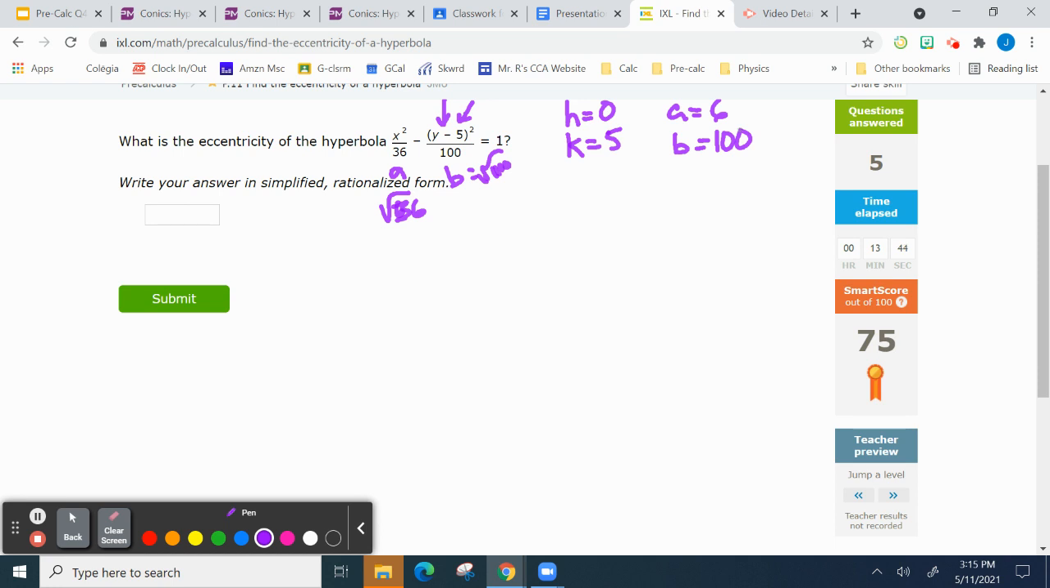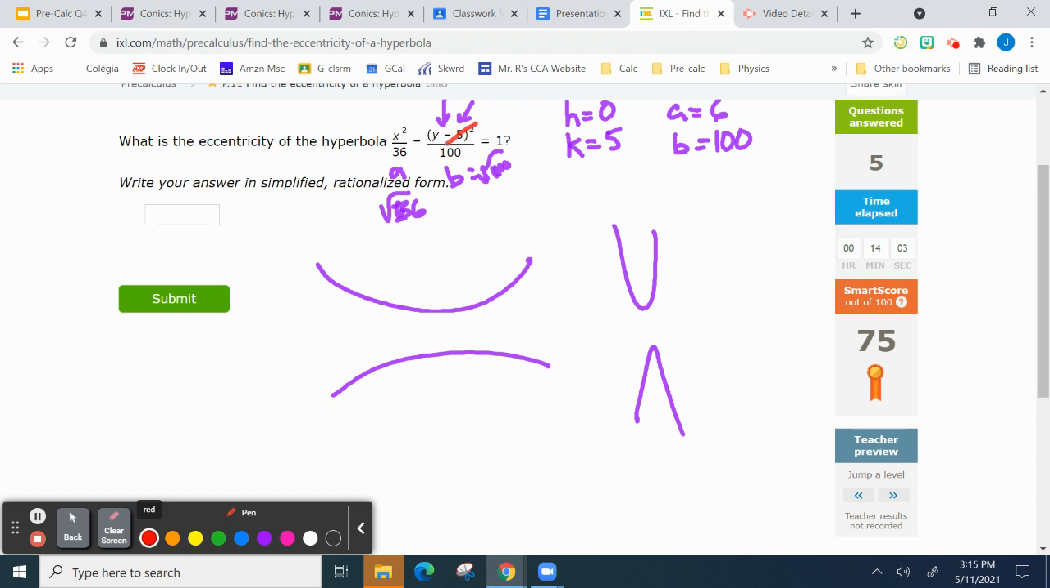notice that it doesn't actually matter what the center is, does it? Because all you need is c over a. Because remember, the eccentricity is how wide is it, like wide like that, or is it steep like that? It doesn't really matter where it is on the coordinate plane, right? So for the eccentricity, you don't have to worry about that number at all. Isn't that wonderful? I think it's wonderful.